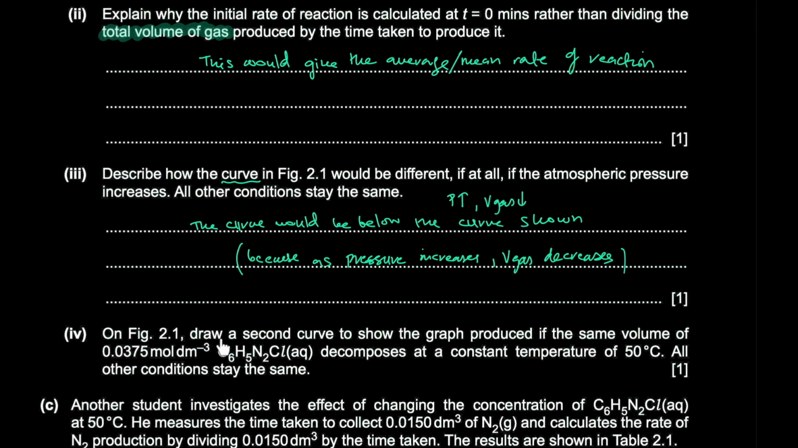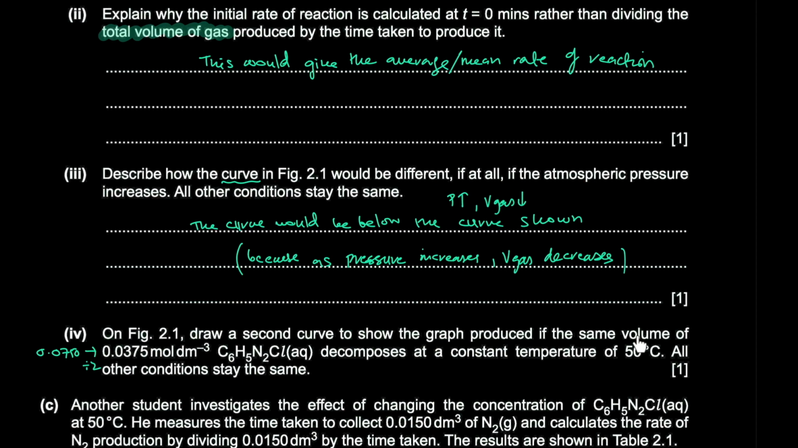On figure 2.1, draw a second curve to show the graph produced if the same volume of 0.0375 moles per dm cube of the diazonium salt decomposes at a constant temperature of 50 degrees Celsius. All other conditions stay the same. Now, initially you had used 0.0750 moles per dm cube. So you've decreased the concentration by a factor of 2. Okay, you've halved the concentration.